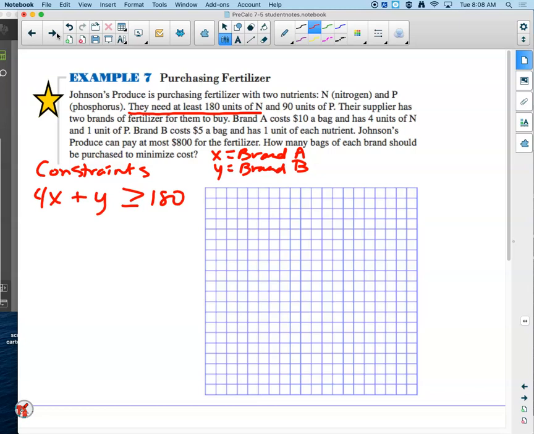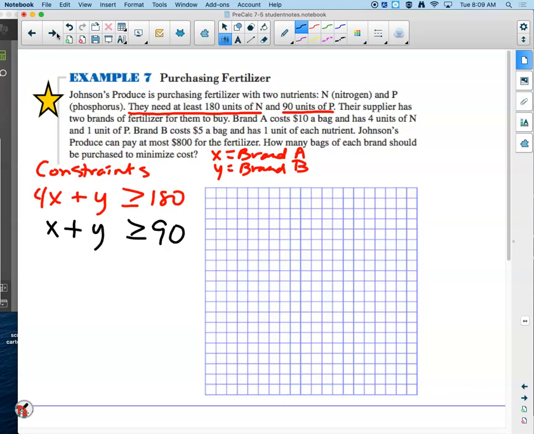Now, that wasn't the only total. They need at least 180 units of nitrogen and 90 units of phosphorus. Now, I'm going to switch colors because, again, I want a color code for this whole thing as we go through it. So they need greater than or equal to 90. And this is the phosphorus. So I go back to the information. Brand A, blah, blah, blah, 1 unit of phosphorus. And brand B, again, said 1 unit of each nutrient, like so.